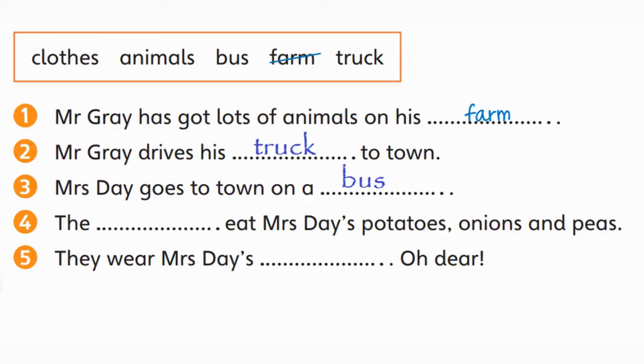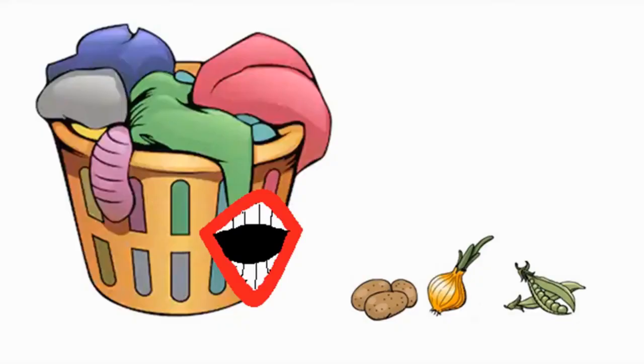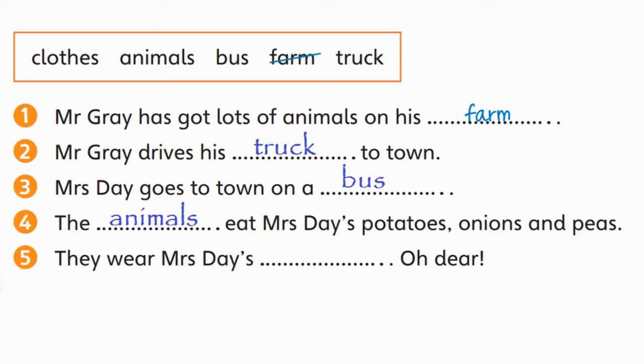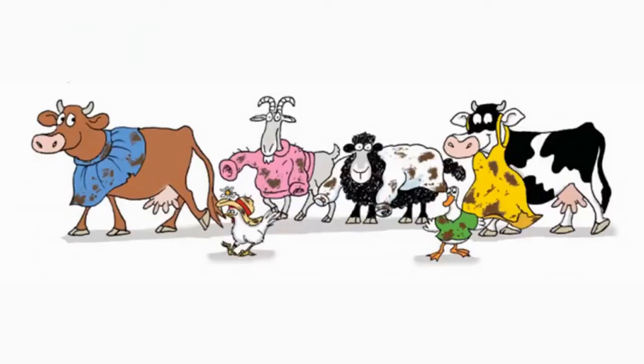Number 4. The what eat Mrs. Day's potatoes, onions and peas? Do her clothes eat her potatoes, onions and peas? No. The animals eat her potatoes, onions and peas. And number 5. They wear Mrs. Day's what? What do the animals wear? They wear Mrs. Day's clothes.